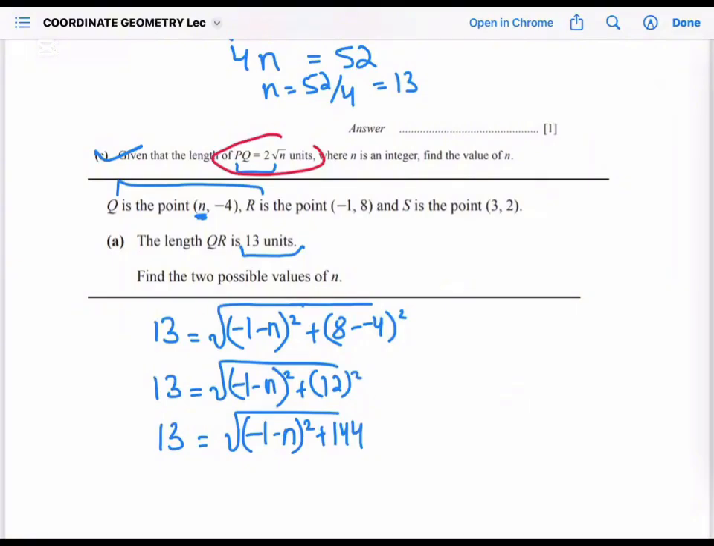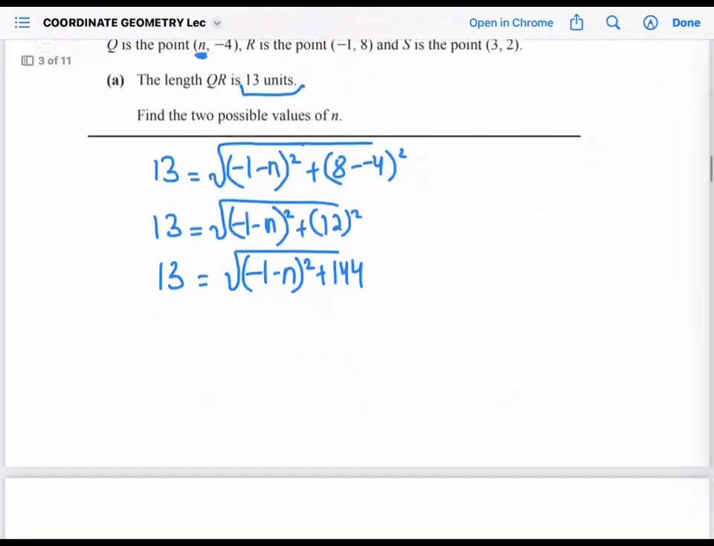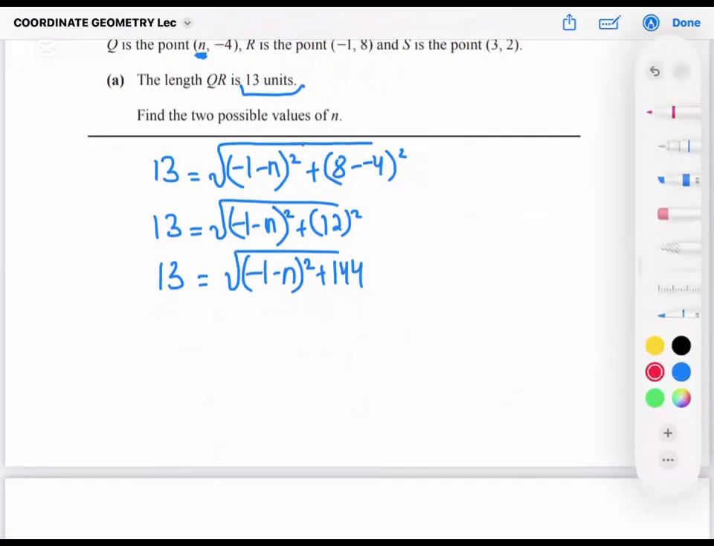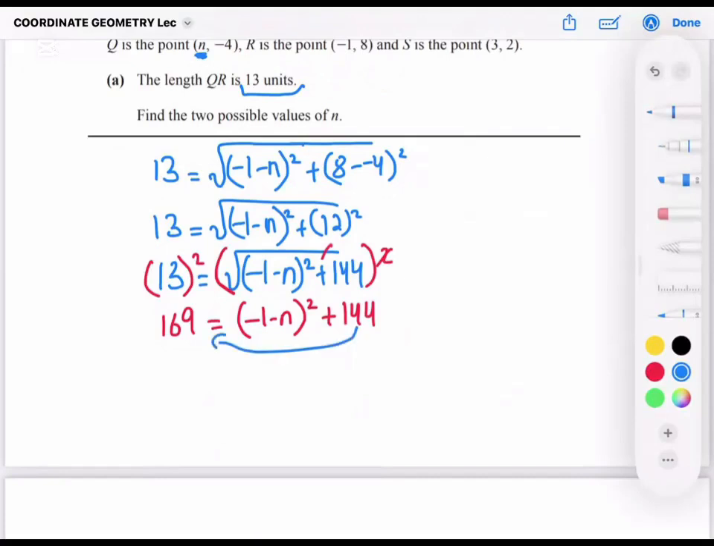Now, the issue is that we have to remove this root. So we have only one option to do that. We have to apply square on both sides. This square will be cancelled out. 13 squared is 169, which is equal to (minus 1 minus n) whole squared plus 144. Now I will move this 144 to this side. It will be 169 minus 144 is equal to (minus 1 minus n) whole squared.